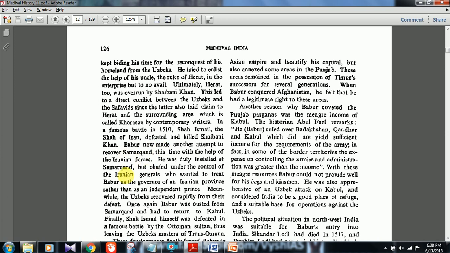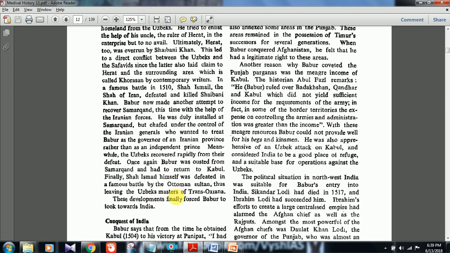He was duly installed at Samarkand, but shaft under the control of Iranian generals who wanted to treat Babur as the governor of an Iranian province rather than an independent prince. Okay, so these Iranian generals did not want Babur to rise as an independent prince. They were okay with Babur being a governor of a particular province, but they were not happy with Babur himself emerging as a prince. That is the whole crux of what was written there.